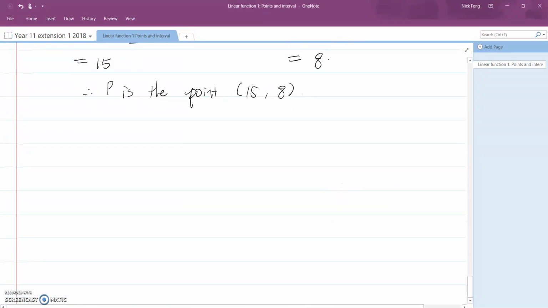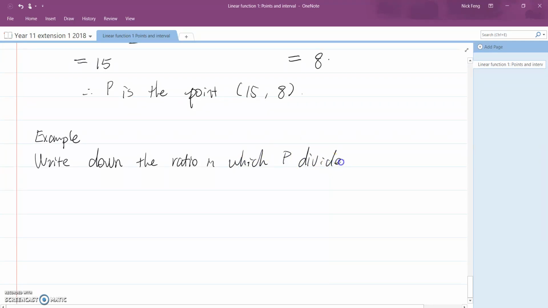However, let me show you something interesting, and this is actually a kind of question in Cambridge. You will come across it. So here is an example. Let's write down the ratio in which P divides interval AB. Remember, it has to be AB.